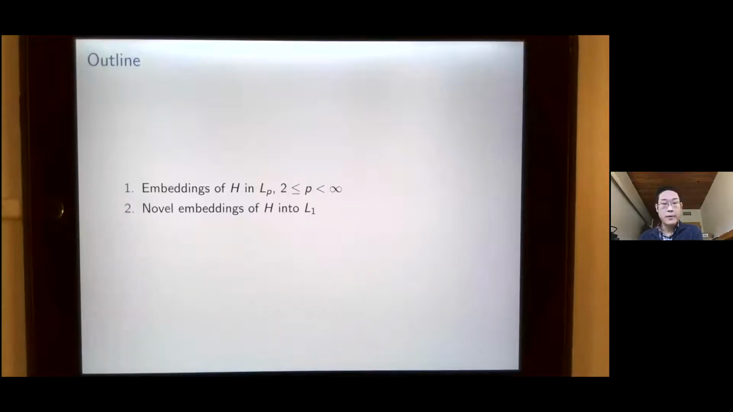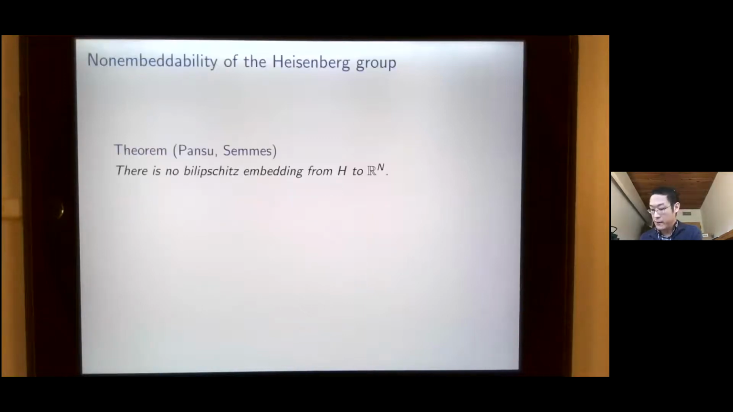Okay. So let's start by looking at maps to Lp spaces when p is bigger than 1. In that case, we have this theorem of Pansu and Semmes that there's no bilipschitz embedding from the Heisenberg group to R^n. And in fact, Cheeger and Kleiner generalize this: there's no bilipschitz embedding from the Heisenberg group to any Banach space with the Radon-Nikodym property. So any Lp space where p is bigger than 1, less than infinity.